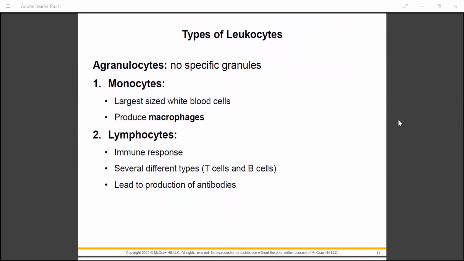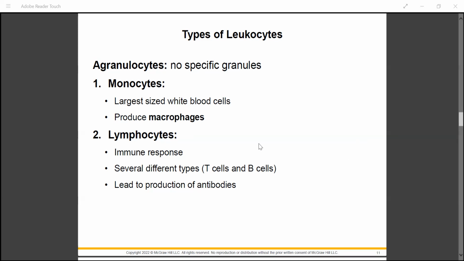There's also agranulocytes, meaning they don't have any specific granules. And we have our monocytes. These are large white blood cells, and they produce macrophages. So macrophages are matured monocytes. And so these are also similar to neutrophils, going to be a phagocytic cell. They're going to eat up foreign material, dead cells, debris. And so they will migrate into the body's tissues eventually as well. So they'll circulate in the bloodstream, and then they'll migrate into a tissue.